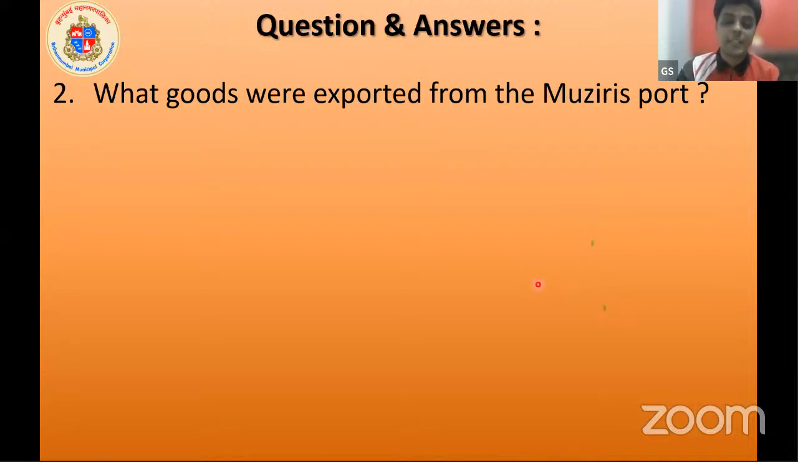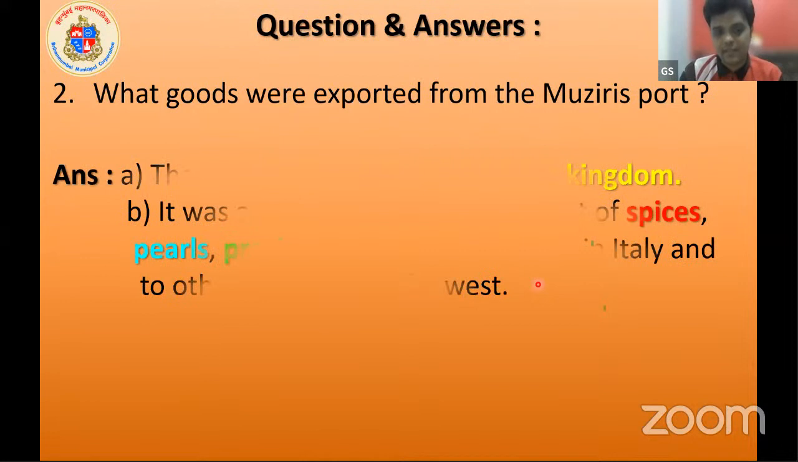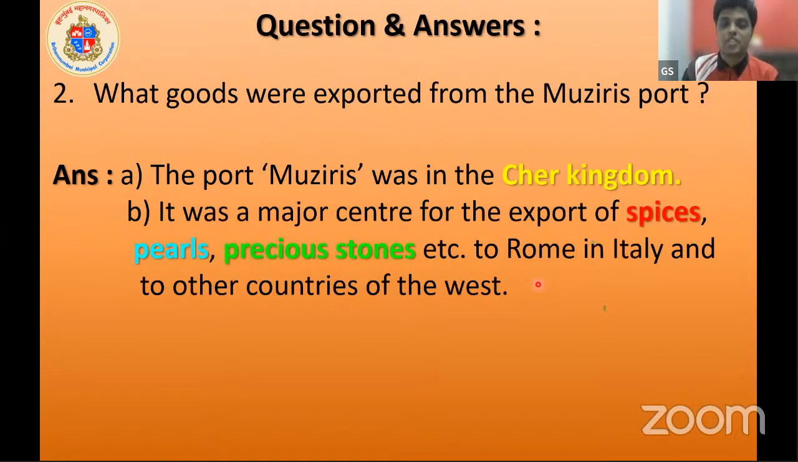Okay. He has explained where the port was, and then he has given the answer. The port of Muziris was in the Chera kingdom. He has explained that it was on the coast of Kerala. That can also be included in it. And it was in the Chera kingdom, and it was a major center for the export of spices, pearls, precious stones, etc. And they were exported to Rome, to Italy and other countries in the West.